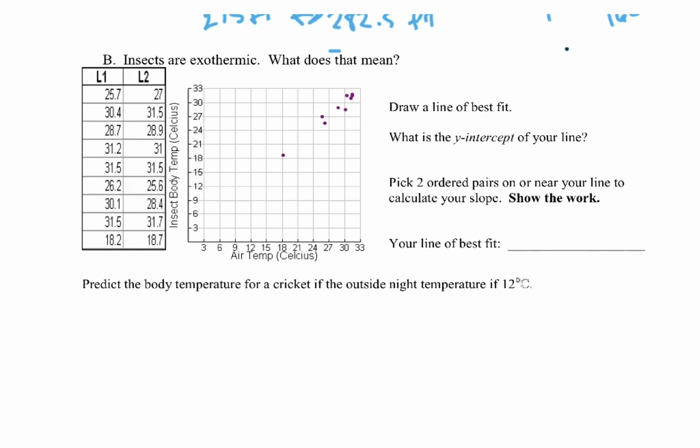All right, so now B, insects are exothermic, meaning they're heated from the outside, not their own body. They don't make their own heat.